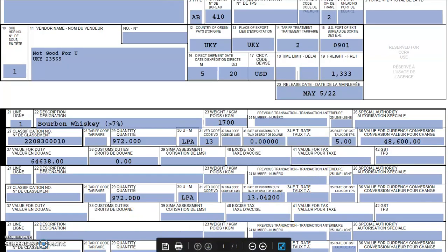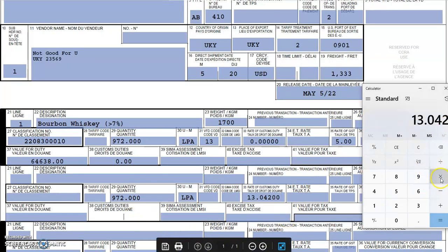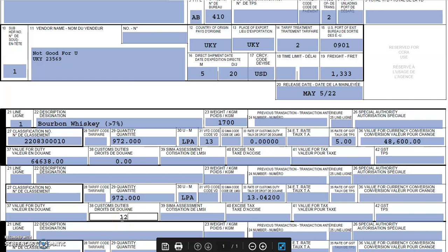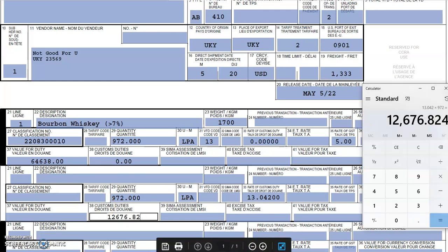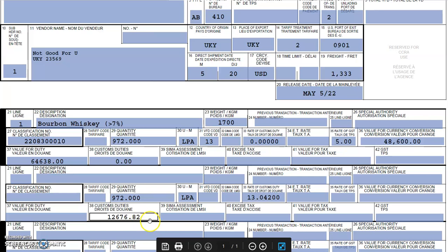So we've got 13.042 times 972, which means the excise duty is $12,676.82. Let me just bring up the calculator again, make sure I got that right. Yes, I did. Now I know it says customs duties, but this is excise duty. There's no field for excise duties, so we have to double up. We use the customs duties for customs duties, and then the next line we use that for excise duties. And then you continue on like you do normally.